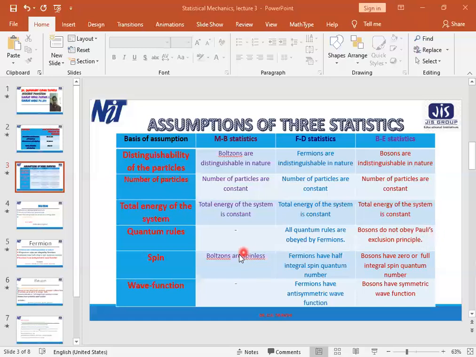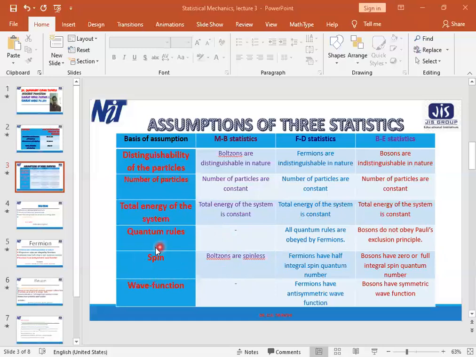Now, spin. So you see here, bosons do not obey Pauli's exclusion principle. That means in a single energy state, more than one particle can be put. And this is similar to classical statistics, because in classical statistics also, any number of particles can be put in one energy state. Now, spin is the next basis.